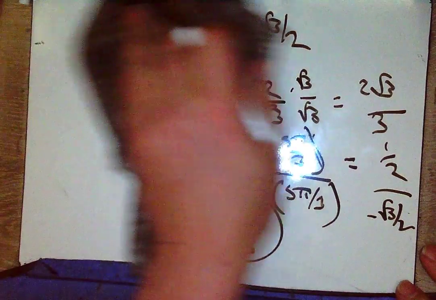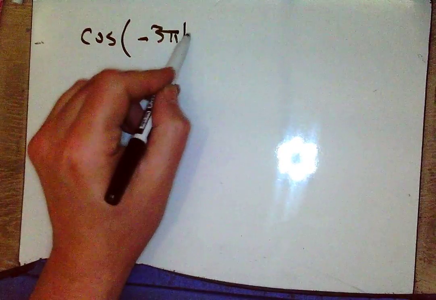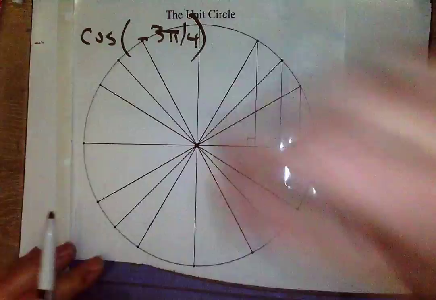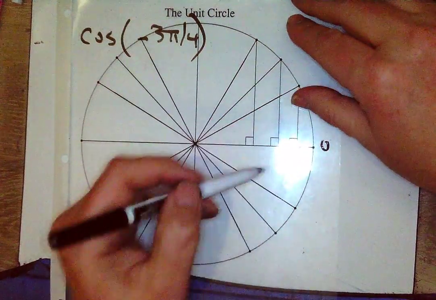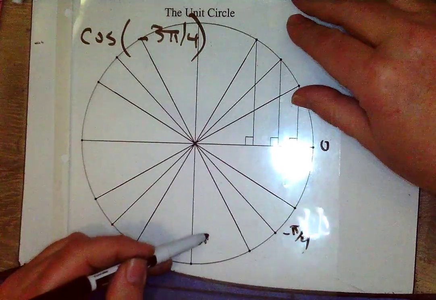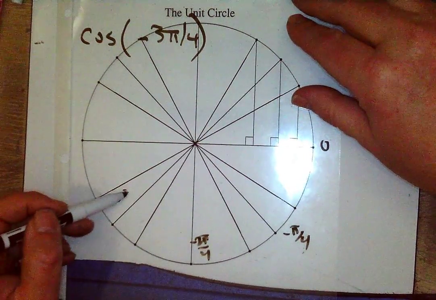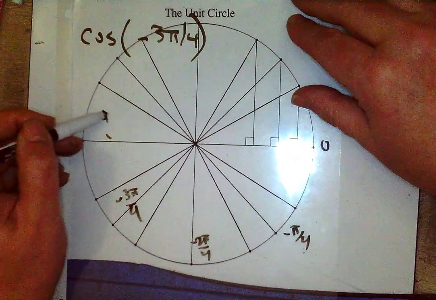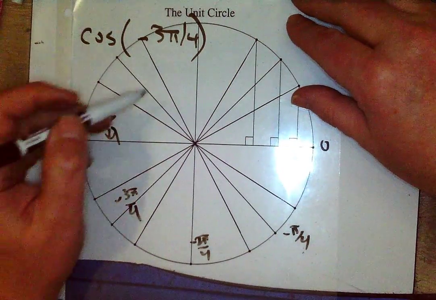So that's the review of positive angles. Now I want to review negative angles. Cosine of negative 3 pi over 4. Okay, so let's think about negative 3 pi over 4. Here's 0. Here's negative pi over 4. Here's negative 2 pi over 4. Here's negative 3 pi over 4. Here we have negative 4 pi over 4.